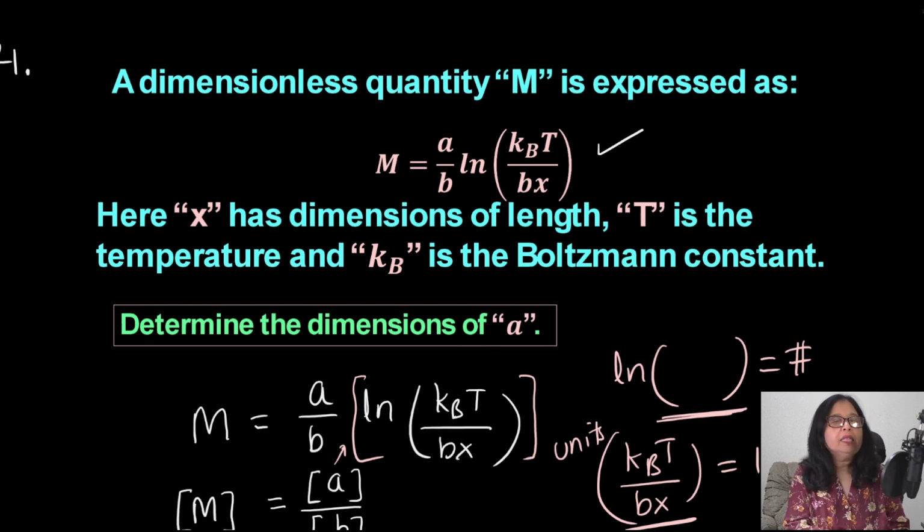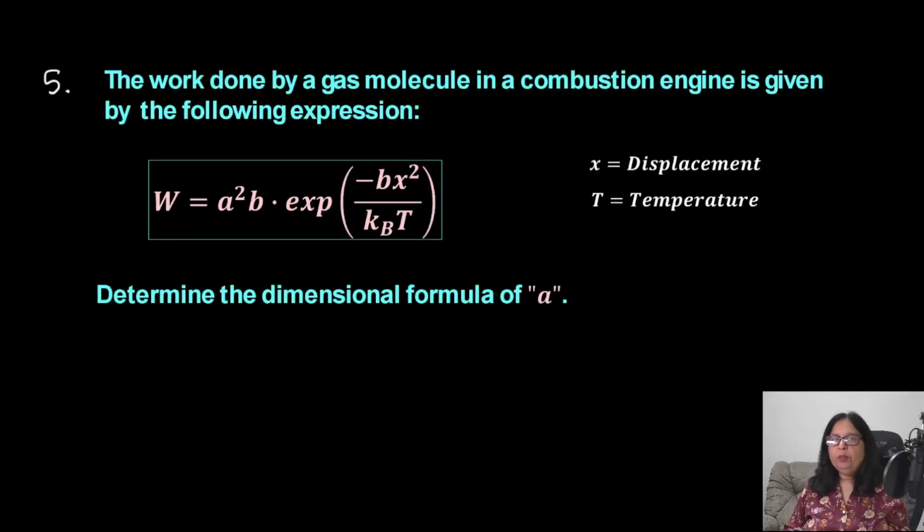And I think I'm going to make it a little bit harder than this. Problem number 5 says the work done by a gas molecule in a combustion engine is given by the following expression. And here in this equation, just like before, x is the displacement and uppercase T is the temperature. And Kb is the Boltzmann constant.